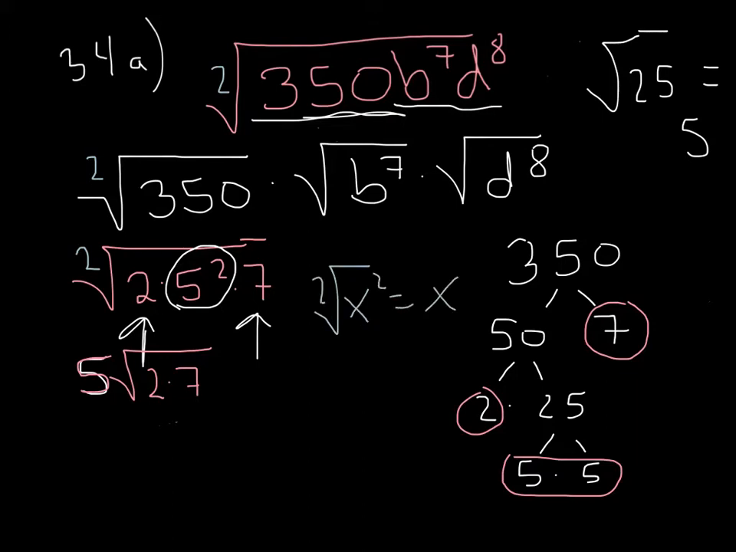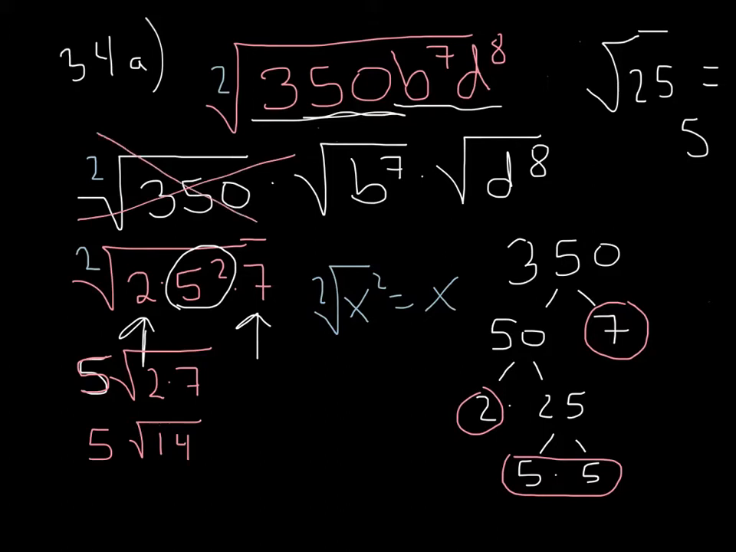Because the 2 here and the 2 here, let me do a pointer. Because this 2 and this 2 match, it just becomes x. Because the square root symbol asks what times itself equals what's underneath me. And x squared is just x times x. So of course the answer there is x. So this simplifies down further to 5 times the square root of 14. Okay? So we have now taken care of the 350 portion.